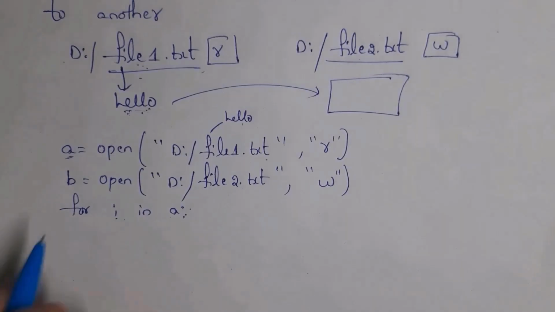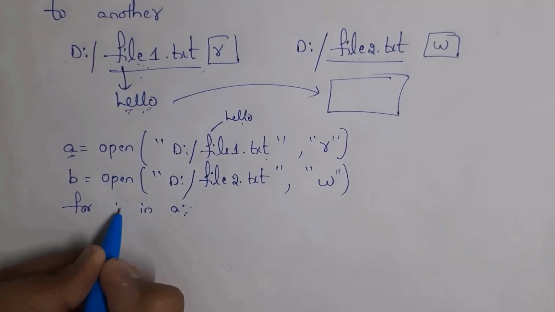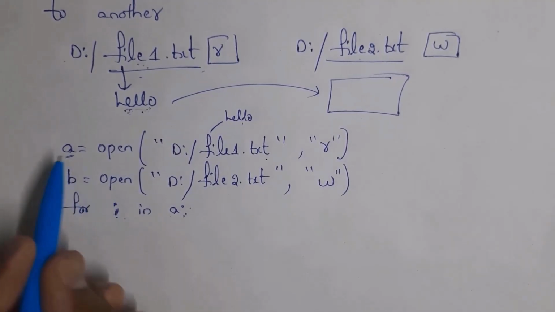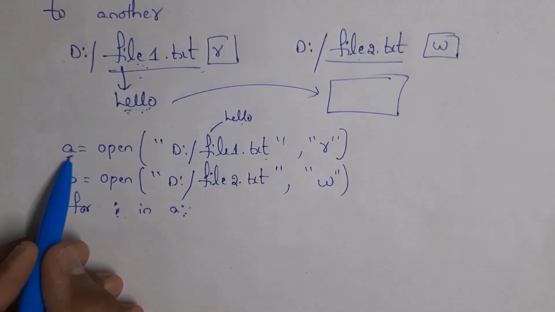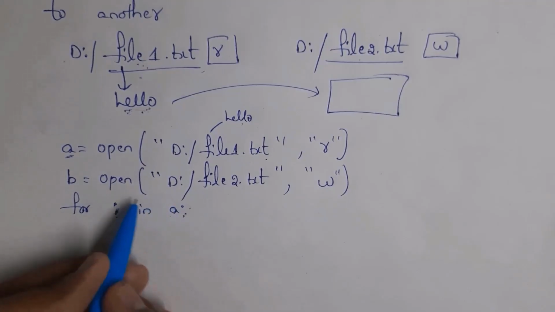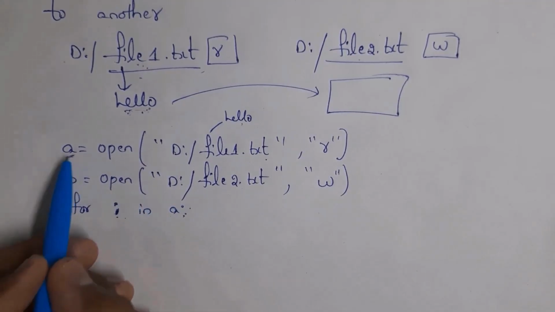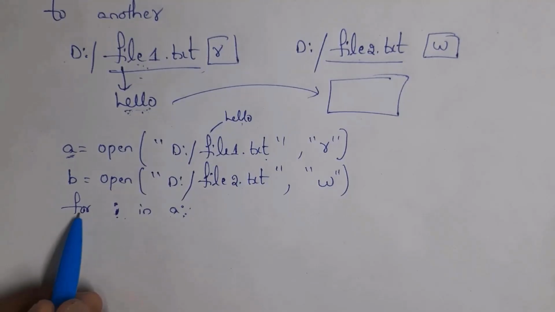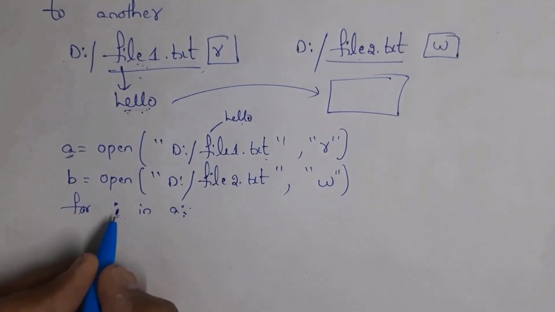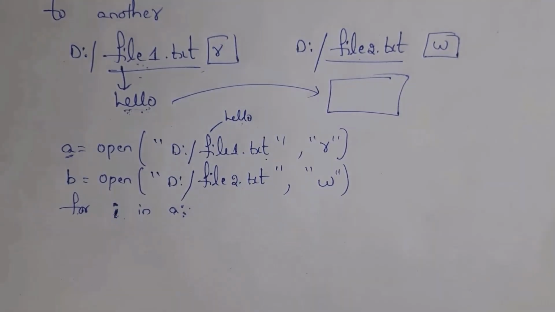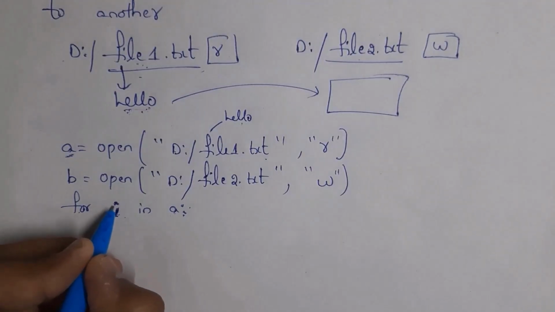Next take a for loop: for I in A, where I is the variable name. Whatever data is present in object A, this data is copied to variable I. Object A contains the text hello. Whenever you write here for I in A, this data hello is copied to variable I. Now this variable I contains the text hello.